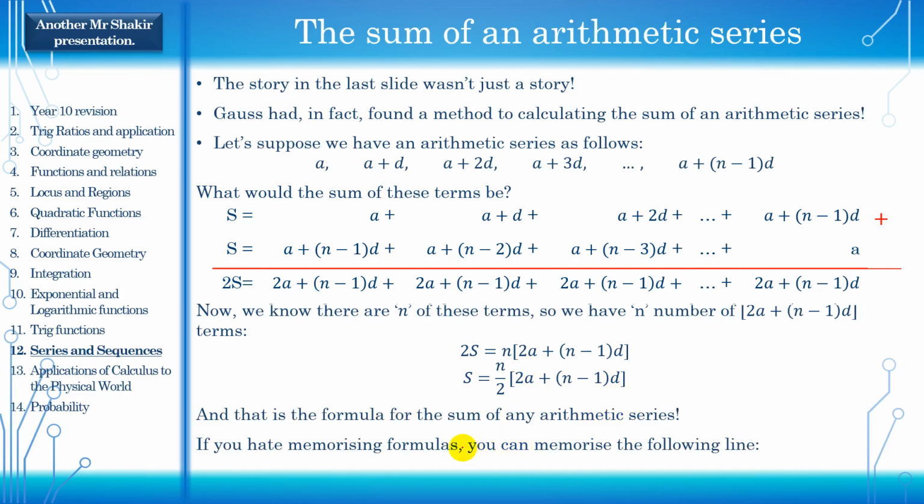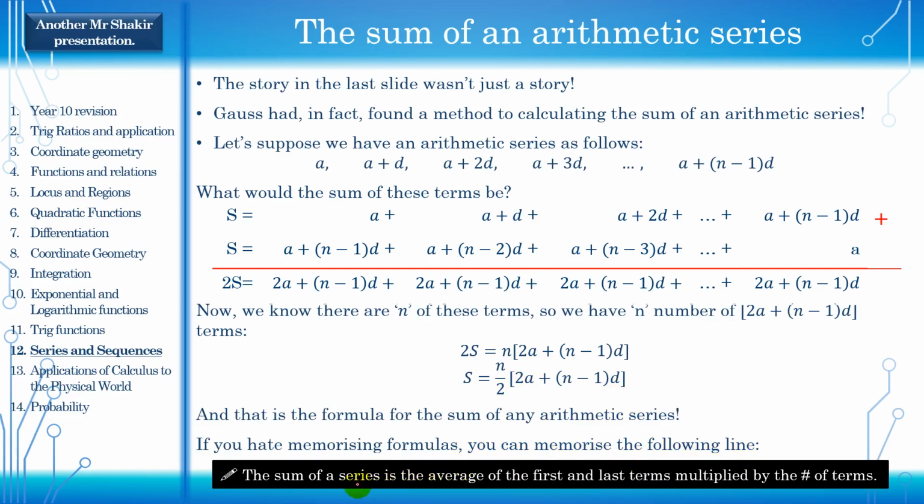Now, if you hate memorizing formulas, you can memorize the following line. The sum of a series is the average of the first and last terms multiplied by the number of terms. Another way to think of it is, we had the first term, we added the last term, right? And we got that. So you get the sum of the first term and the last term divided by 2, and then multiply by how many terms there are, and that'll give it to you. So the average of the first and last terms multiplied by the number of terms. Or you can just memorize this formula.